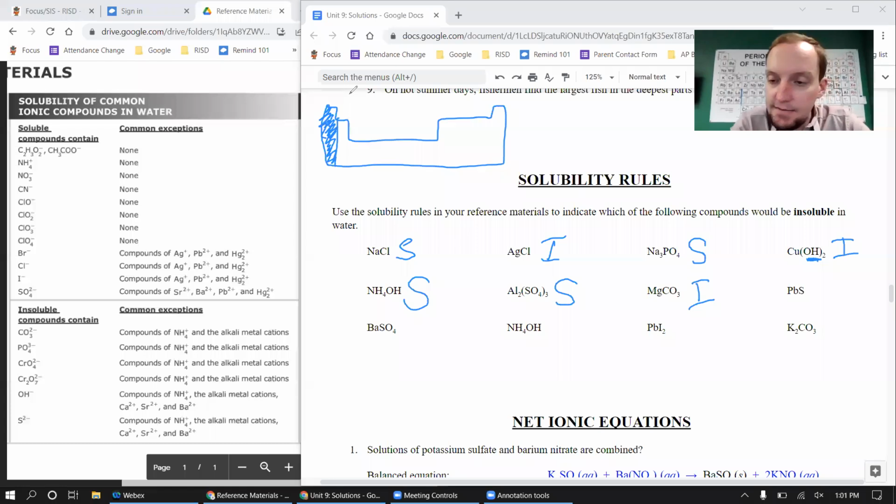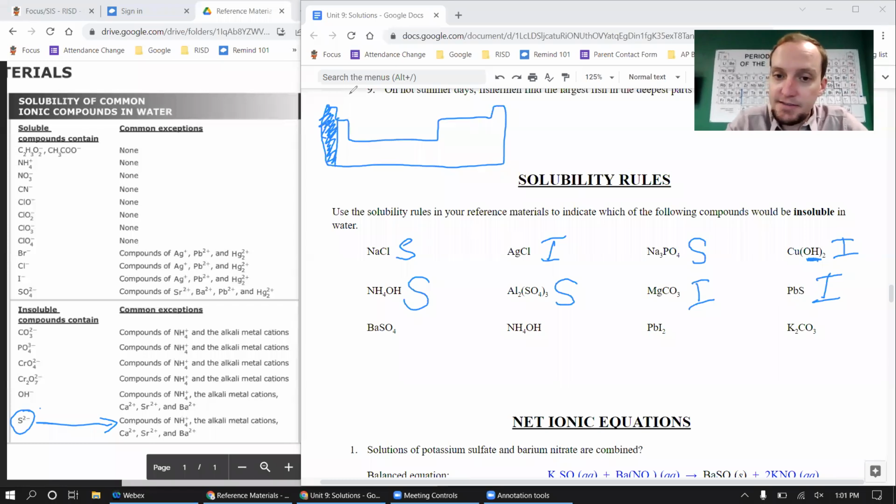Okay, the next thing we have is lead 2 sulfide, PbS. So S is all the way down there in the insoluble section. Its exceptions are ammonium, alkali metal cations, calcium, strontium, and barium. What we have over here is it's bound to lead. Lead is not one of those exceptions, so it will remain insoluble.